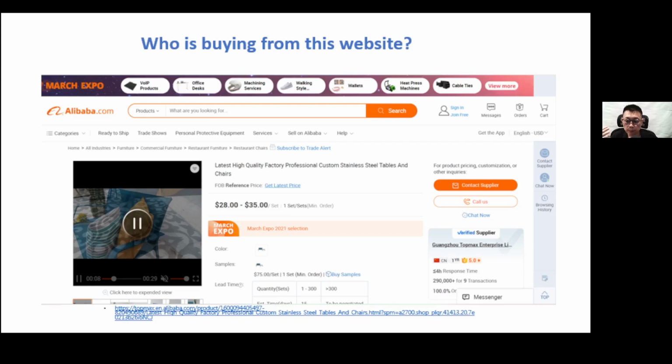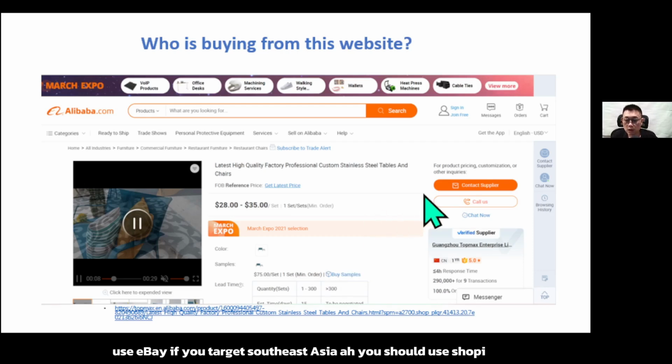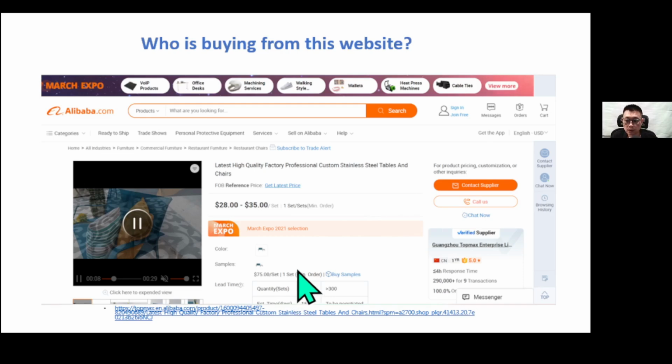After you understand how to operate this kind of website, the next step is to open your store to sell. Open your store to sell, or help your company to sell on an e-commerce website. And you can target different countries. If you target Western countries, Europe, North America, you can use Amazon or eBay. If you target Southeast Asia, you should use Shopee. That depends on your company's strategy, your resources and your product.